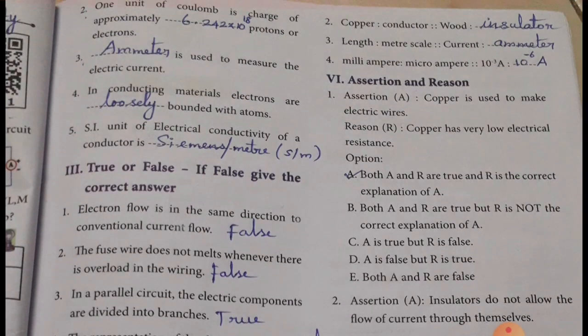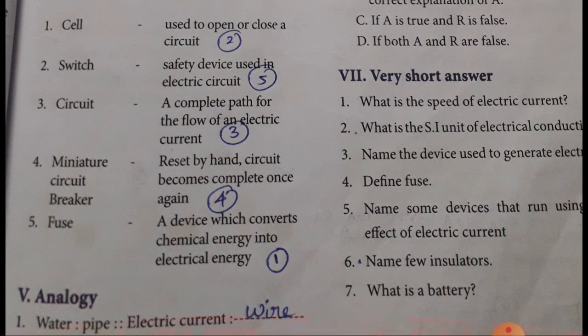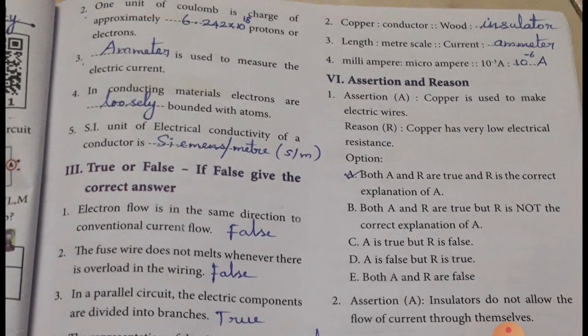Okay, that's all. And the last one, analogy. Water pipe, electric current; wire, copper conductor; wood, insulators. Length, you are using meter scale. Current, ammeter. Milliampere, 10 power minus 3 A. Microampere, 10 power minus 6 ampere. A means ampere. Okay, fine.